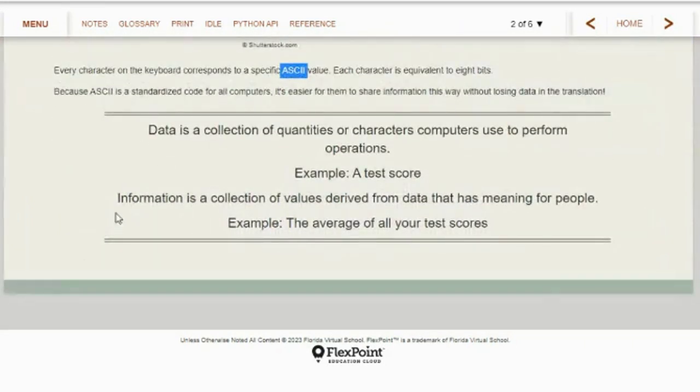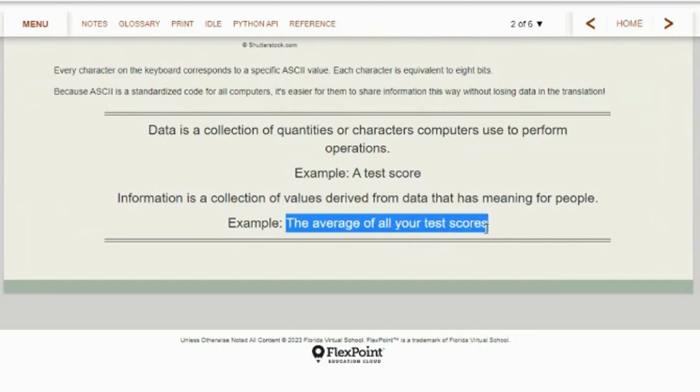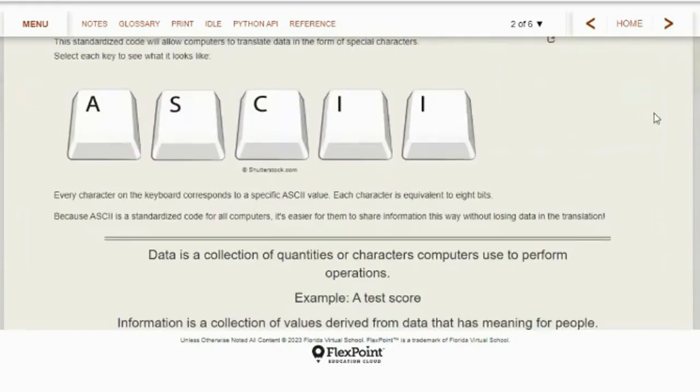So here's the difference between data and information. Data is a collection of quantities or characters computers use to perform operations, like a test score. That would be data, the specific data. The actual test score is the data the computer uses. Information is a collection of values derived from the data. That is meaning, like the average of all your test scores. That's information, not data. The data is the actual test scores that it looks at. It takes all the data and compiles it into an average, which is your information about your test scores. So that's the difference between data and information. Data is specific values, whereas information is looking at a collection of values.